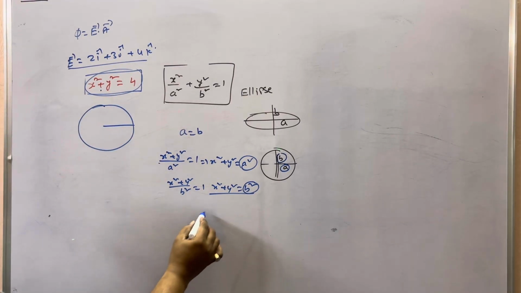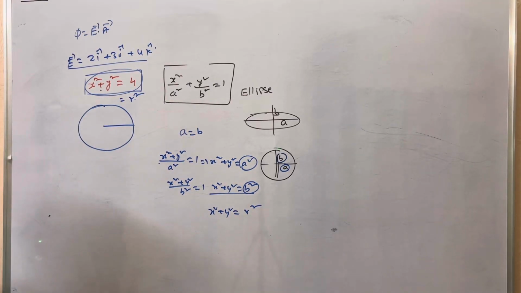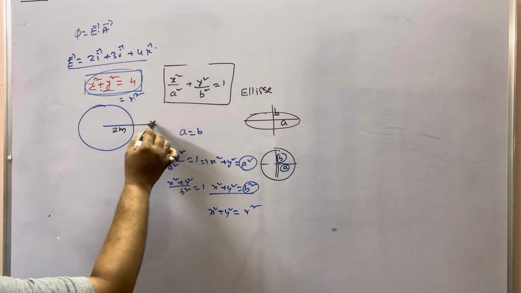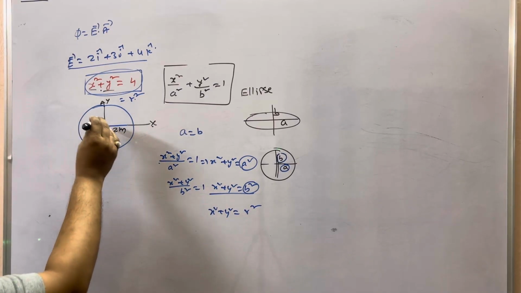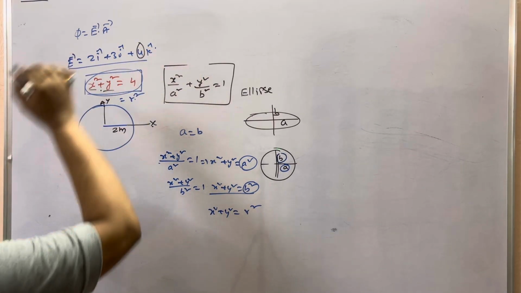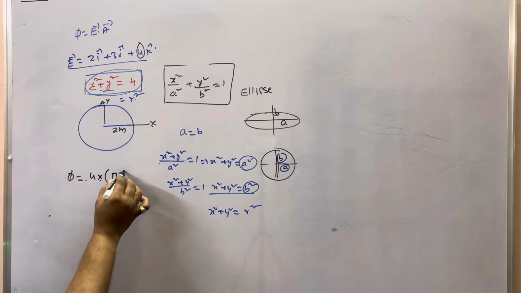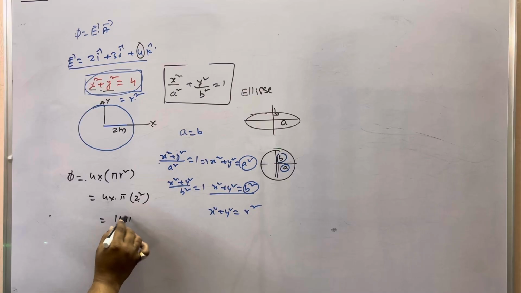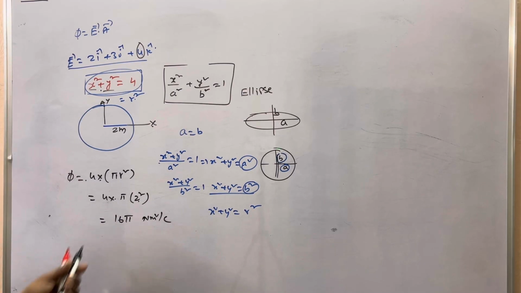Now what is the radius? x square plus y square equal to r square. Now in place of r square, 4 is there. Then what is the radius? 2 meters. Now how much flux is passing through this area? This circle is in which plane? XY plane. Therefore its area will be in which direction? Along k cap. So you have to take 4. Therefore flux is equal to 4 into the area of the circle, pi r square. 4 into pi into 2 square. Therefore 16 pi newton meter square per coulomb. Correct?